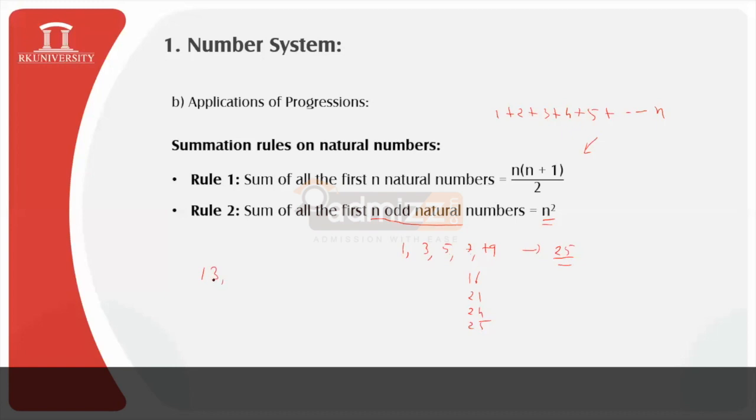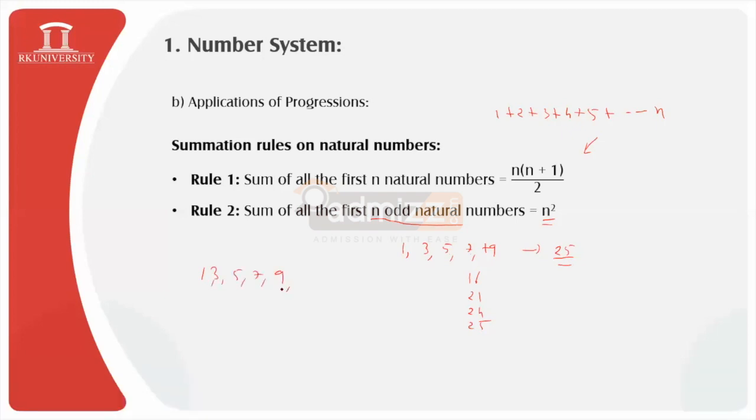Now 1, 3, 5, 7, 9, 11, 13. How many terms? 1, 2, 3, 4, 5, 6, 7. 7 terms. First 7 odd natural numbers: 1, 3, 5, 7, 9, 11, 13. So you may take the 7 square. In this way you can get the sum directly.